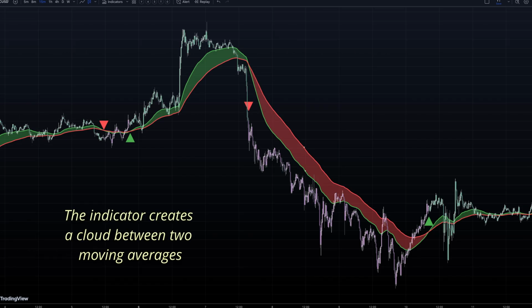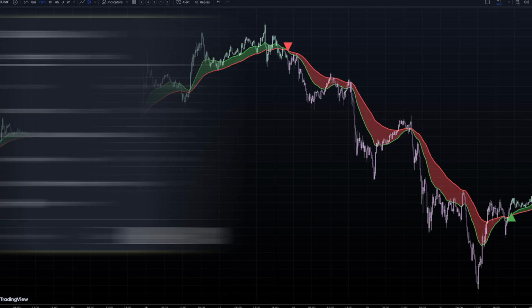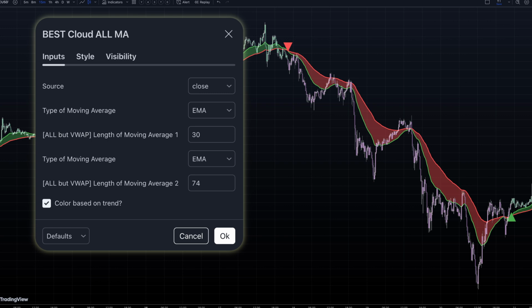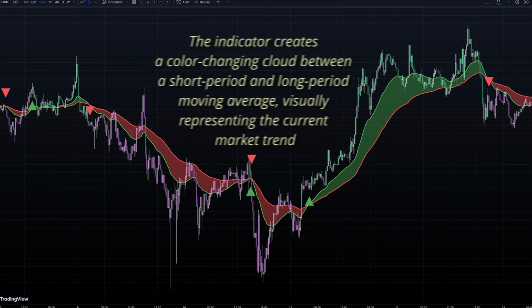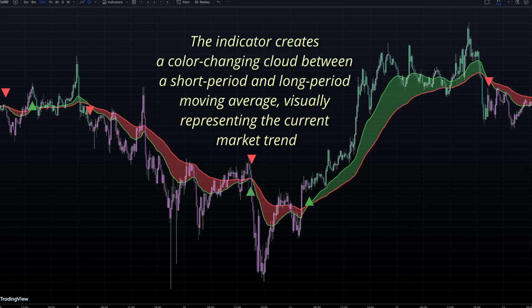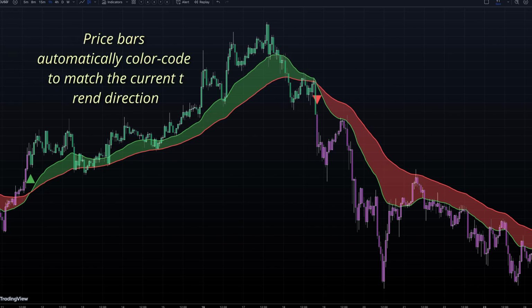The Best Cloud All MA is a versatile TradingView indicator that creates a dynamic cloud formation using two moving averages. Its flexibility comes from supporting multiple moving average types, like EMA, SMA, VWMA, and Hull MA. The indicator generates a cloud between two moving averages, turning green when the faster MA crosses above the slower MA, bullish momentum, and red when the faster MA drops below the slower MA, bearish conditions. Price bars can also change color to reflect the current trend direction.